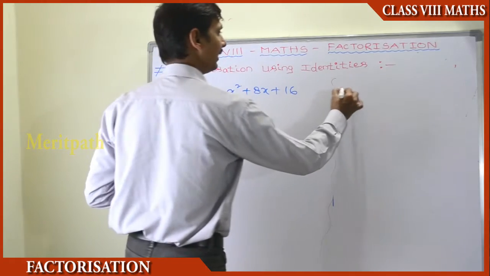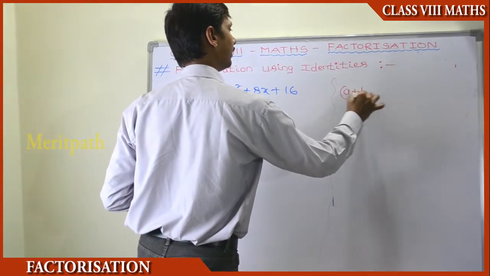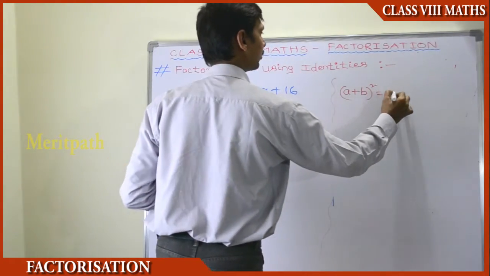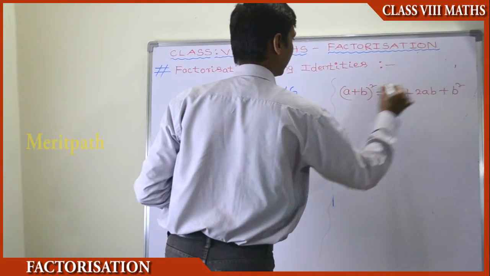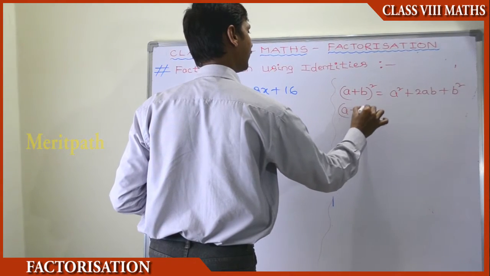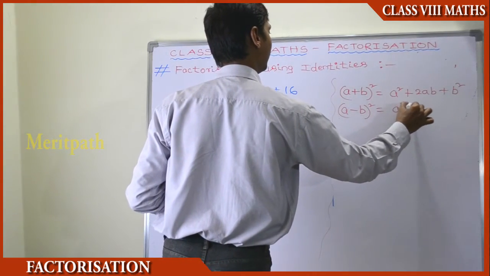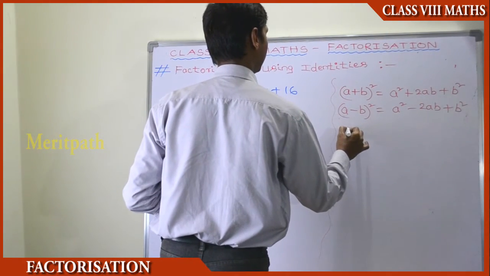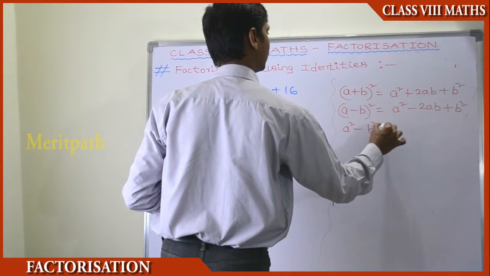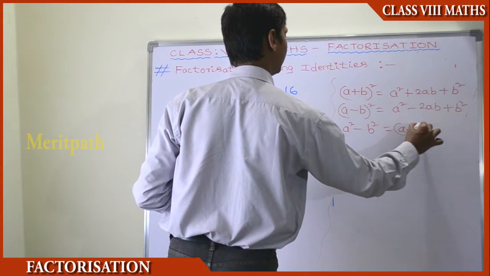Let's write again. A plus b whole square is equal to a square plus 2ab plus b square. A minus b whole square is equal to a square minus 2ab plus b square. A square minus b square is a plus b into a minus b.